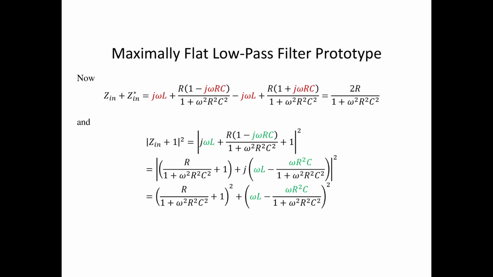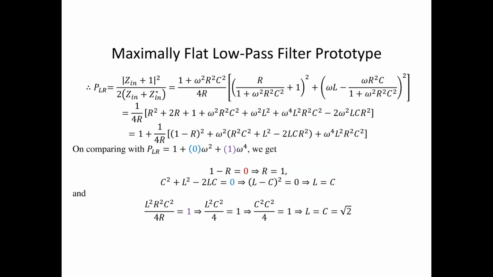So using this value, we can compute (jωL + R)(1 − jωRC)/(1 + ω²R²C²) − (jωL + R)(1 + jωRC)/(1 + ω²R²C²), which is equal to 2R/(1 + ω²R²C²). Using this value, we can compute the value of Zin. Finally, we will get the value (R/(1 + ω²R²C²) + 1)² + (ωL − ωRC/(1 + ω²R²C²))².